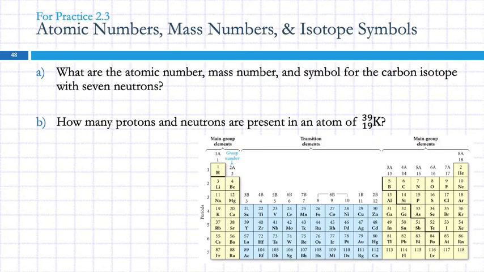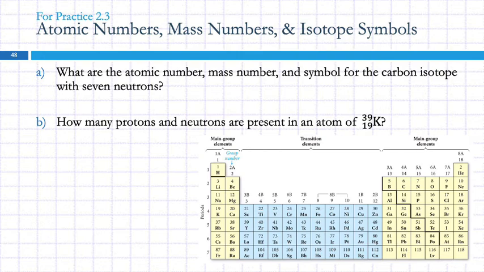So you should be able to answer questions like this. What are the atomic number, mass number, and symbol for the carbon isotope with 7 neutrons? And you'd need a periodic table to do this. I don't care if you remember which atomic number or mass number is A or Z. I don't care about that. The mass number reflects the mass of the nucleus. So that's the total neutrons plus protons. The atomic number is just the number of protons.